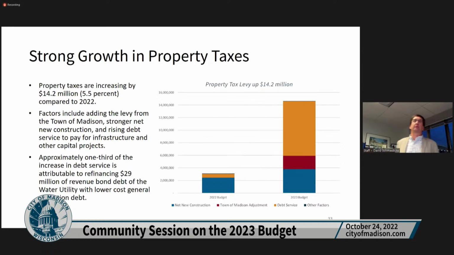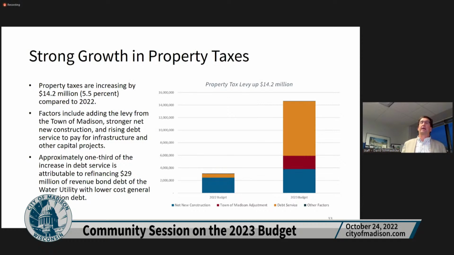We are seeing strong growth in property taxes, about $14 million of that 5.5% rate. The graph on this slide shows the comparison of components. The blue portion of both bars is that net new construction. So we're seeing stronger net new construction, so more construction value happening in the city in 2022. And that enters into the levy limit calculation. The tan portion is debt service, which is going up quite a bit, about $8.7 million.